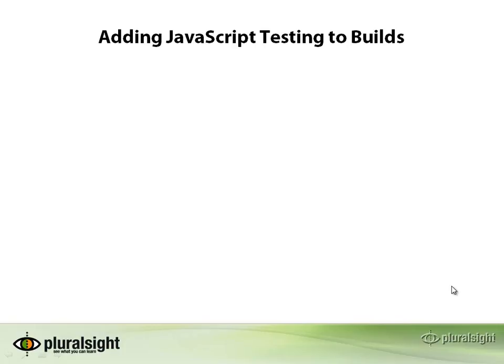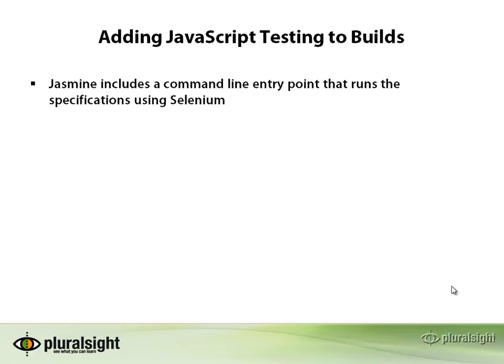Assuming you have a nice automated build process in place to compile your application, run the tests against it, and maybe even do some deployment, then Jasmine has some good support for integrating into that build process. There's a command line entry point that uses Selenium to launch a browser, execute the Jasmine specifications, and report the results back to your build process.